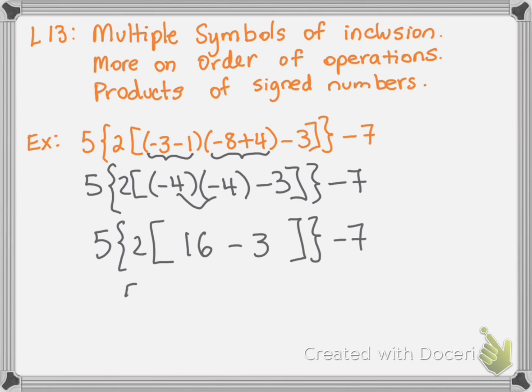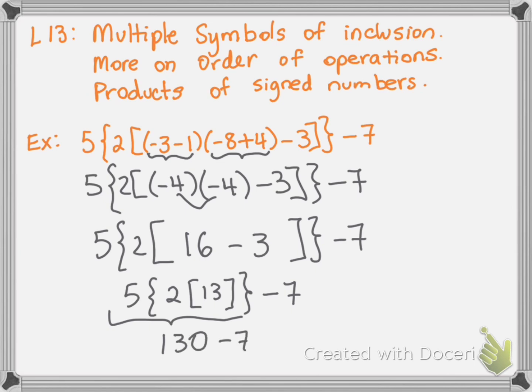And notice that we have a 2 multiplying the 13 in the bracket. Then we finish the braces. Then we multiply times 5. And then we subtract the 7. So if you notice, all of this is multiplying. So I can do it in one step and then subtract the 7. So that's going to be 130 minus 7, which is going to be 123. And that's the answer.